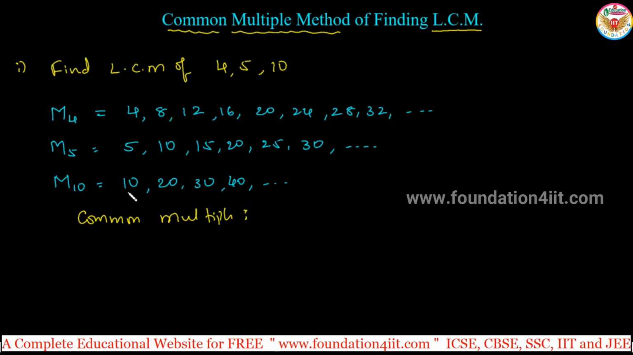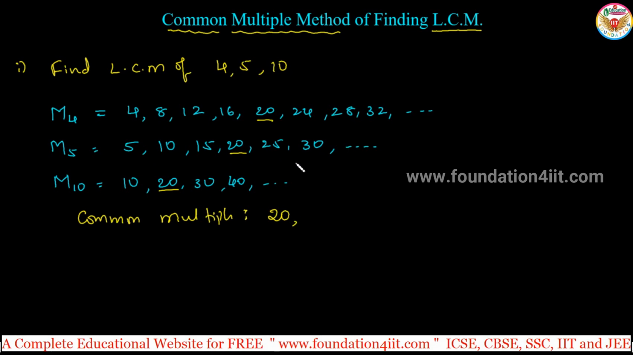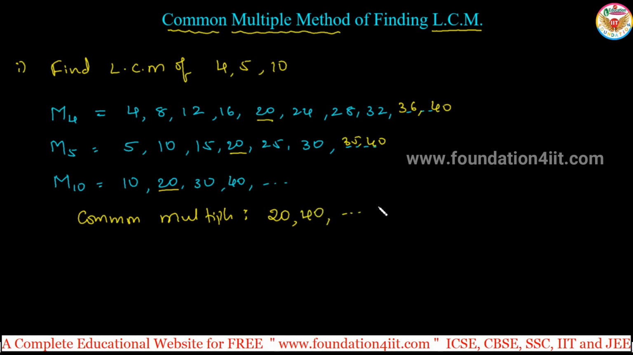4 is here, but there is no 4 in the others. 8, this 8 is not there either. So the common multiples of 4, 5 and 10: 20, 20 is in all three. So write 20 here. Next 40. If you continue after 30, 35, 40 will come. Again in 4 also 36, 40. This is also 35, 40. So 20, 40 and so on.